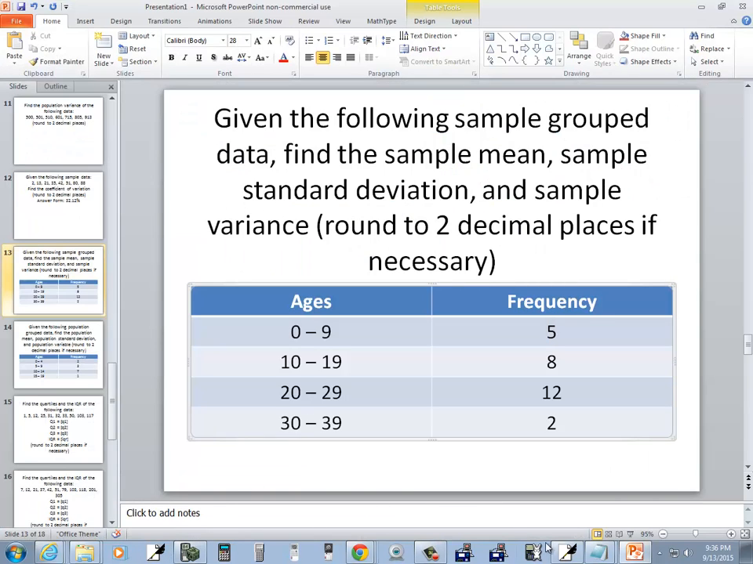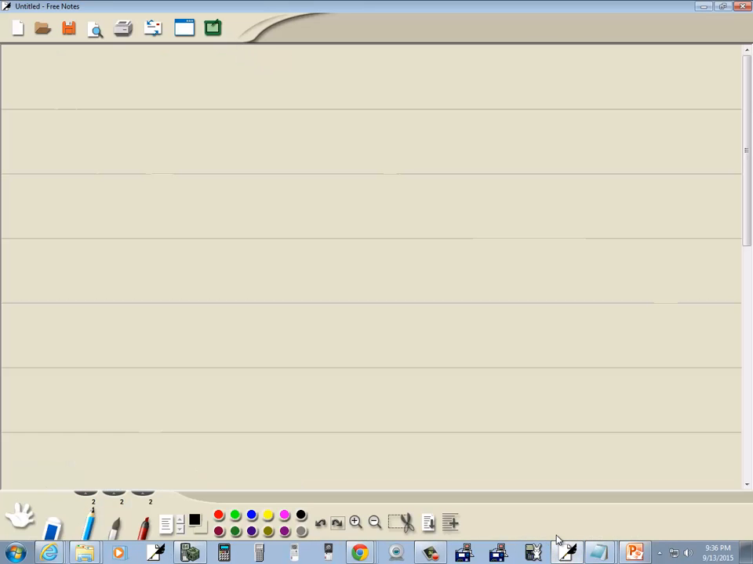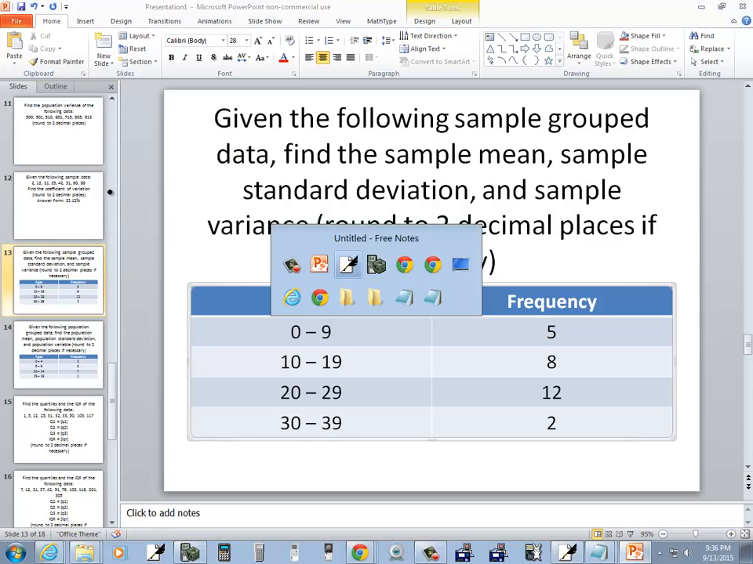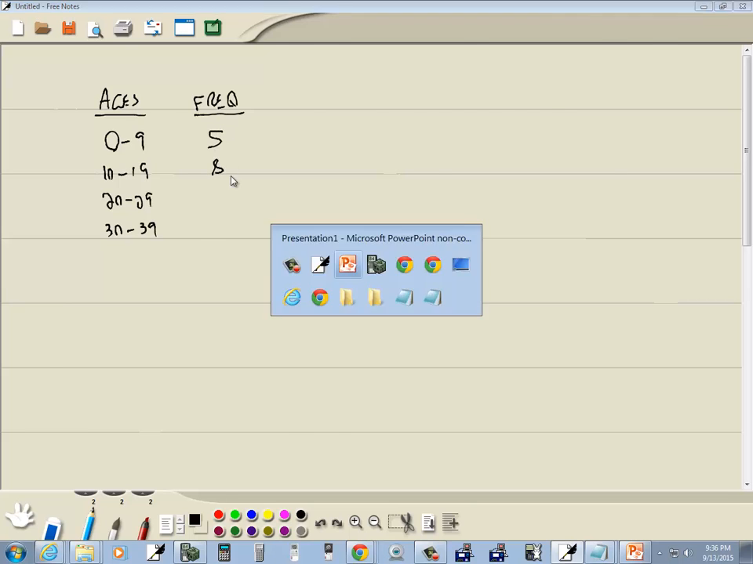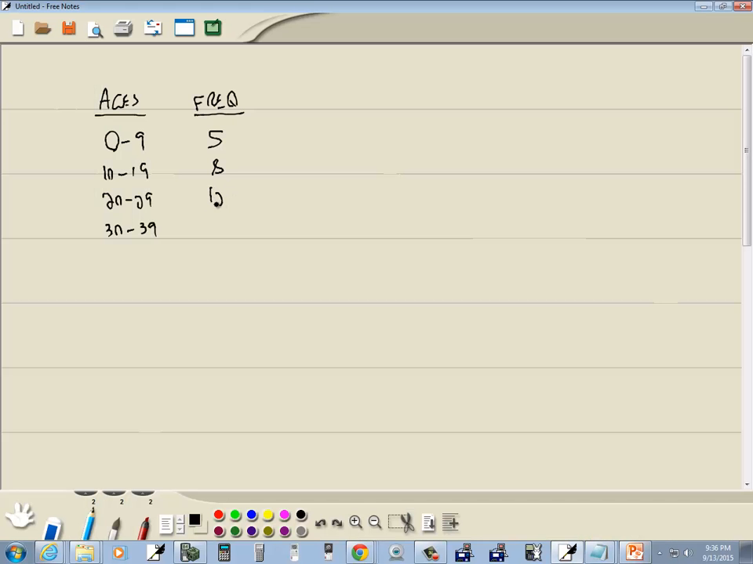Write this down on our tablet. We've got ages: 0 to 9, 10 to 19, 20 to 29, and 30 to 39. Then we've got our frequency, which is 5, 8, 12, and 2. Now we need our midpoint.